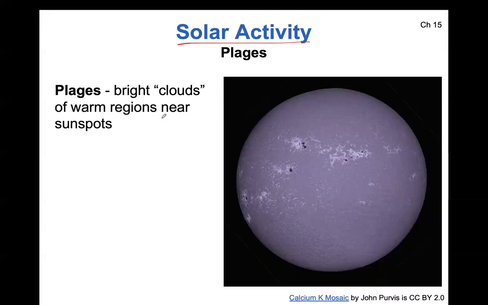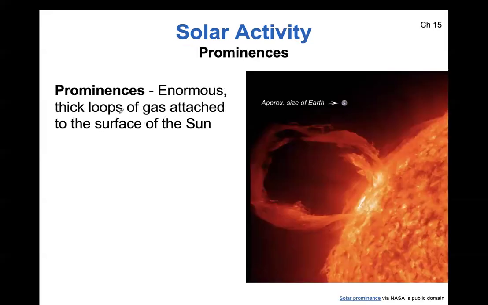And we're kind of going in order of severity for these solar activities. Next up are prominences. These are enormous thick loops of gas, a plasma because of the high temperature, an ionized gas, that are attached to the surface of the sun. These loops of gas follow the magnetic field lines that come out of one sunspot and back into another.